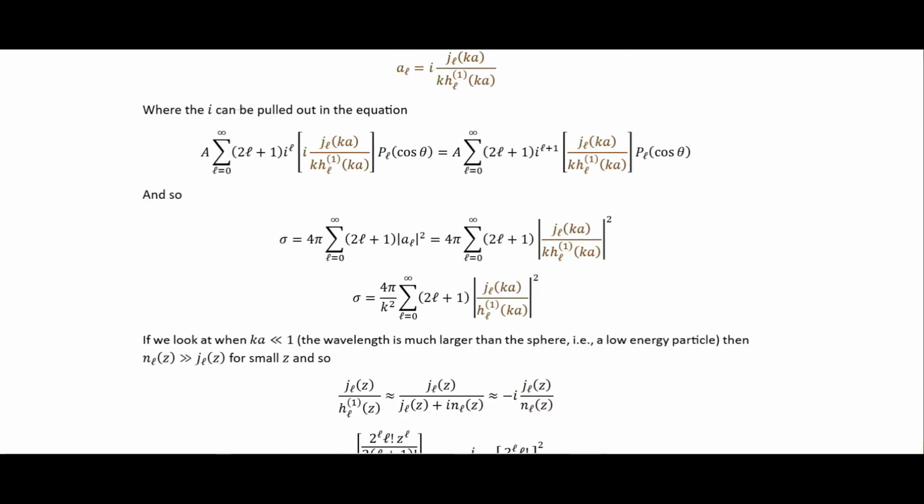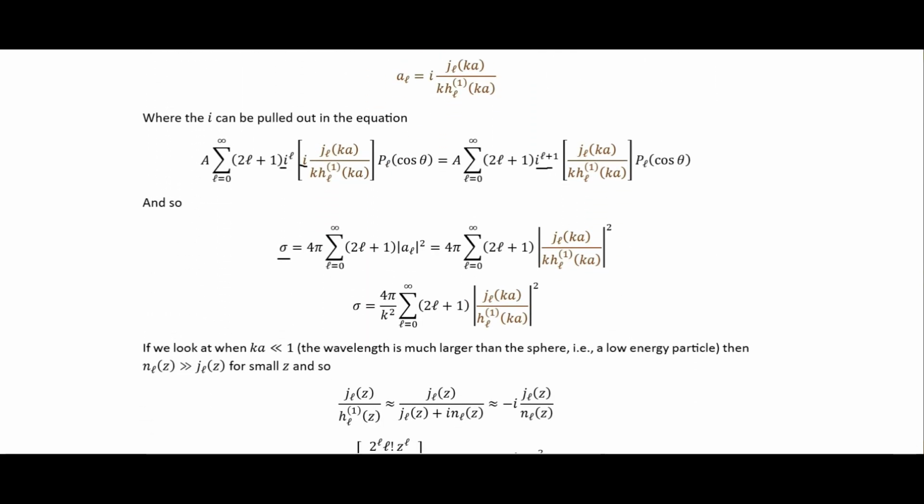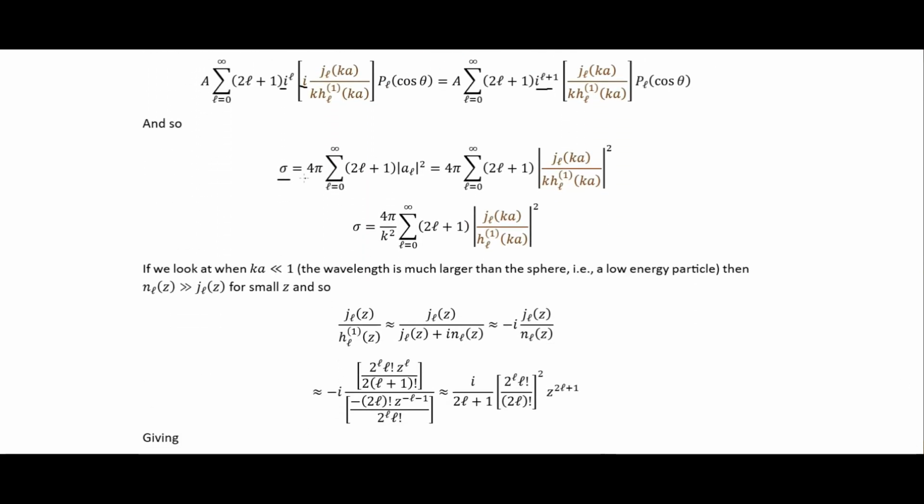Then the i can be pulled out in this equation here. So we just take this i and this i, we multiply them together, and we get this. And so we end up with this as our total cross section here. So we have our total cross section right here. And so we end up with this, with the 4 pi here from integrating over the phi for this. And we end up with this right here.